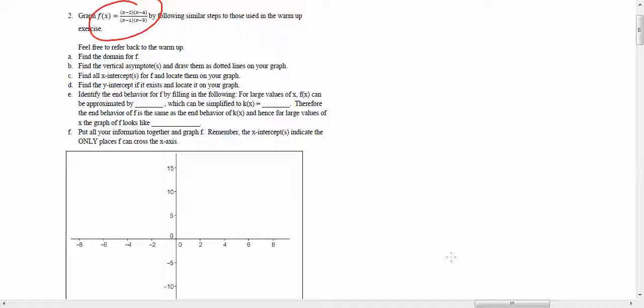First thing I'm going to do, figure out the domain. The domain of this function is x cannot equal 1 and x cannot equal 3. You can tell so by looking at the denominator over there. That implies to me that my vertical asymptotes are at positive 1 and positive 3. So I'm just going to draw a vertical line here and a vertical line here.